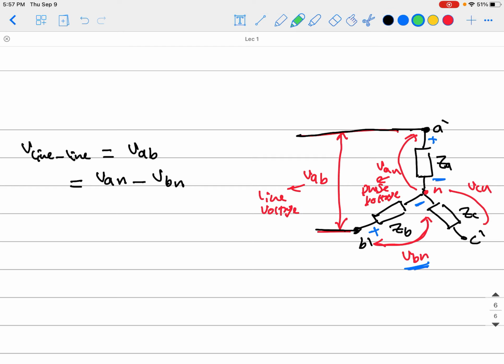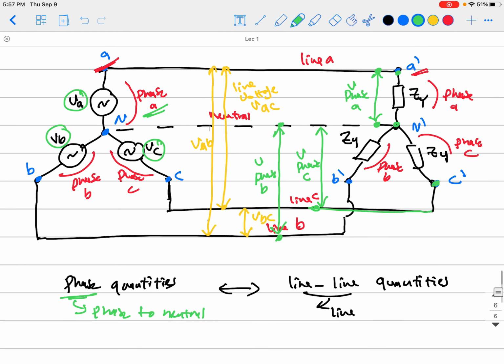But what about the current? So that is the line current, I line, because that is the current moving in the line. Yes, because we said these are the lines.